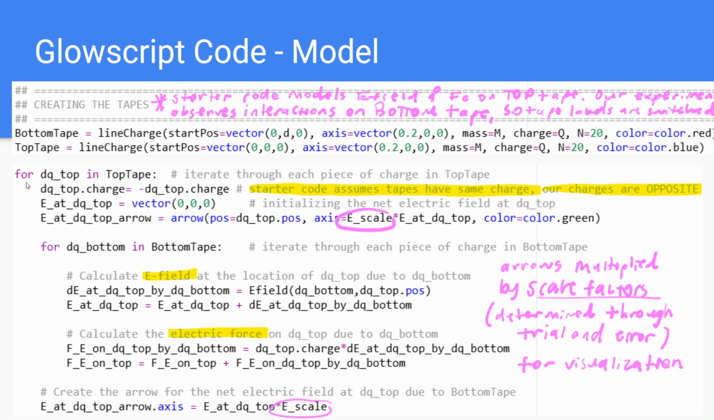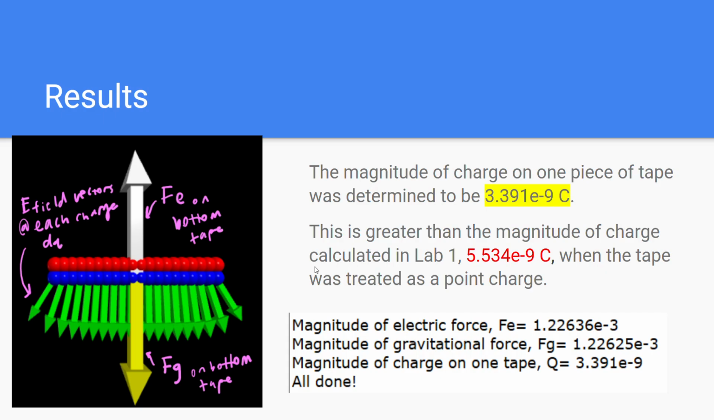And then also in this first line of code for dq and top tape, you'll see that I noted that the starter code assumes tapes have the same charge. And so this is why we assign a negative sign to indicate that the charges are opposite. And then the electric field is calculated at each individual dq step. And then these individual point charges along the line are summed together to get a more accurate E-field estimation. And then also you'll see that arrows are multiplied by scale factors, which are determined through trial and error to visualize the situation.